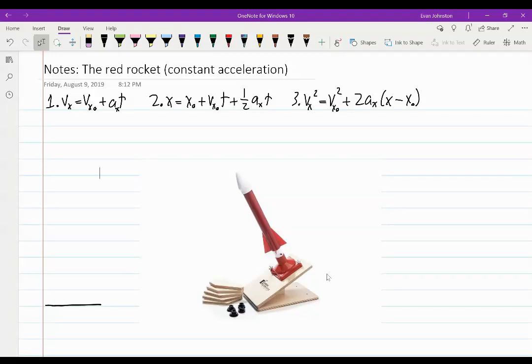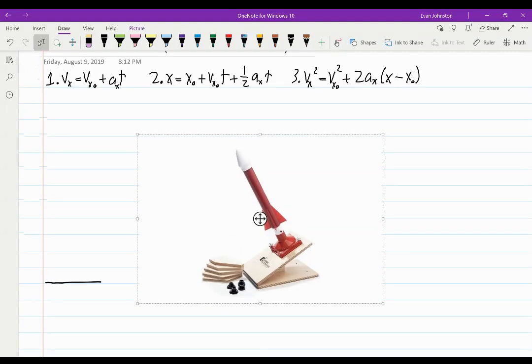So what I'm going to go over right now is what's called the red rocket problem. And really, I'm going to go through and explain a couple ideas about it. I have this rocket. It looks like this. It's pretty sweet. And there's this little slanted part here.